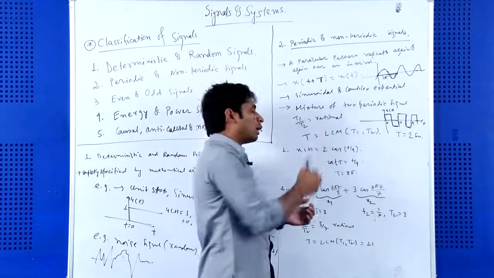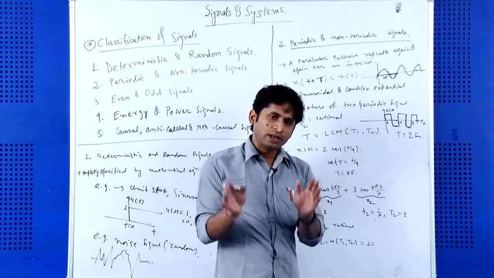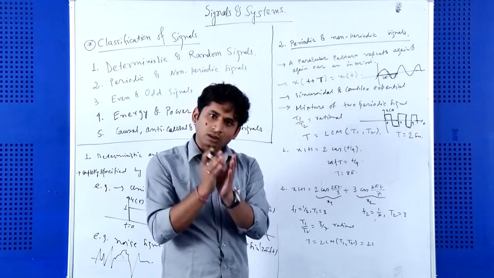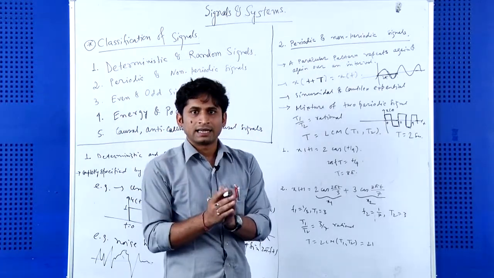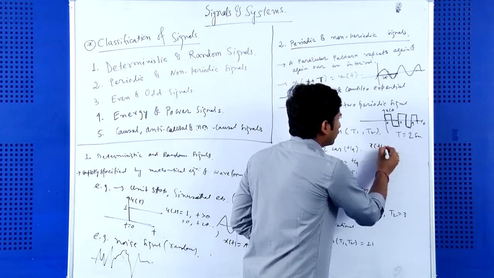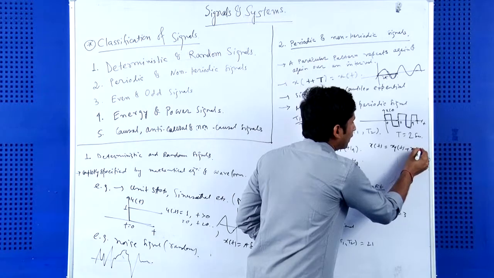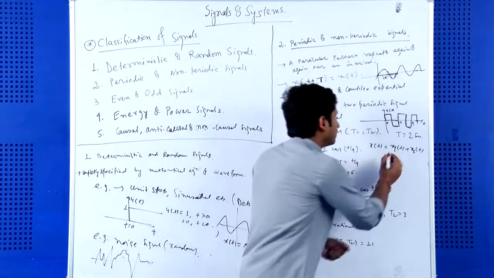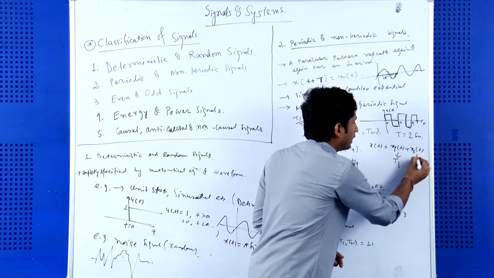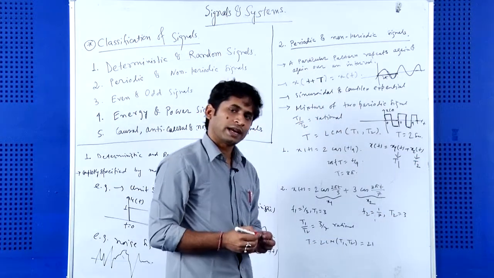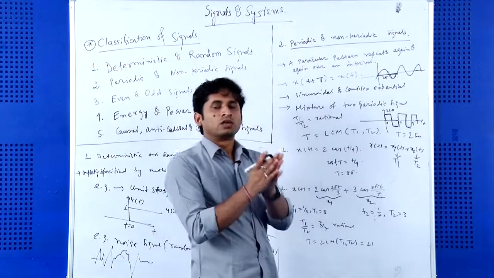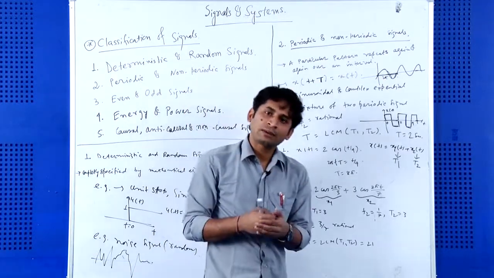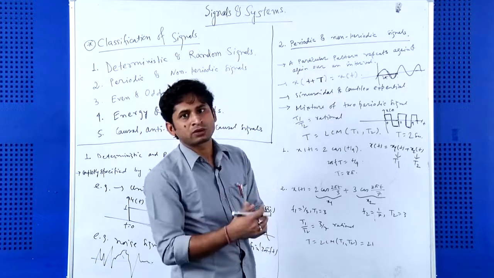Now we may find that a signal x(t) is given which consists of two periodic signals. So x(t) is equal to x1(t) plus x2(t). x1(t) is periodic, x2(t) is periodic. For x1(t) the time period is capital T1, for x2(t) the time period is capital T2. So one signal is given which consists of two periodic signals, x1(t) and x2(t), where the time period of x1(t) is capital T1 and the time period of x2(t) is capital T2.